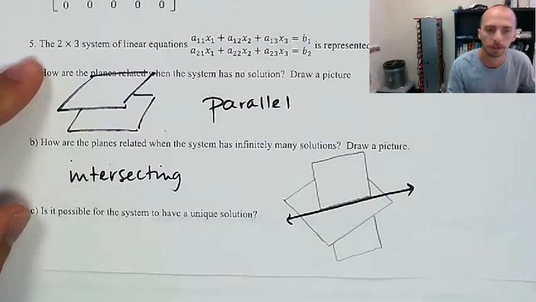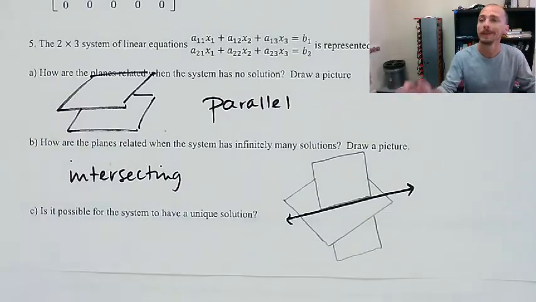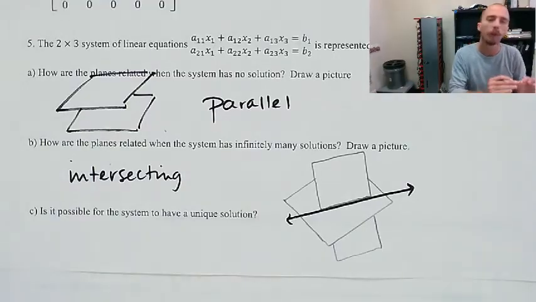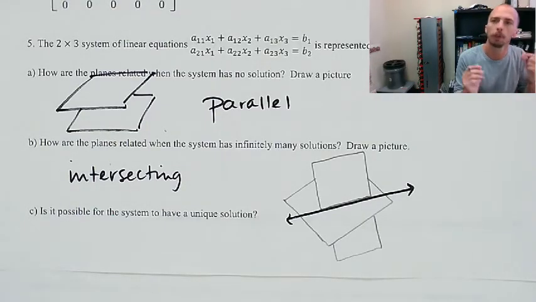C. Is it possible for the system to have a unique solution? No, because if the 2 planes are going to hit each other, the resulting intersection is going to be a line which has an infinite number of points on it. So there won't be one unique solution.